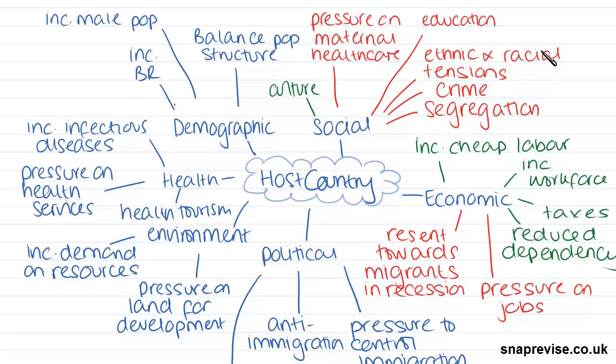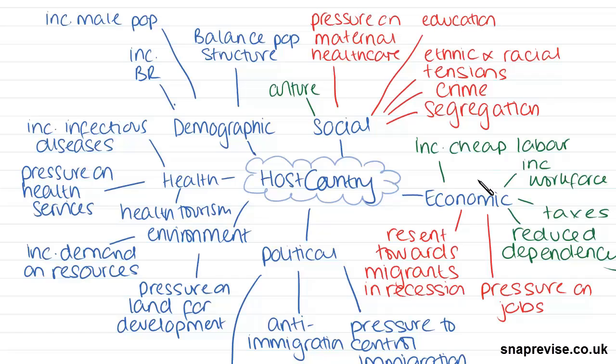Also, it's thought that young male migrants might create social problems, and it can also lead to a rise in ethnic and racial tensions as well, increased crime rates, and sometimes increased segregation of migrants into certain areas, and they're essentially not accepted into communities.